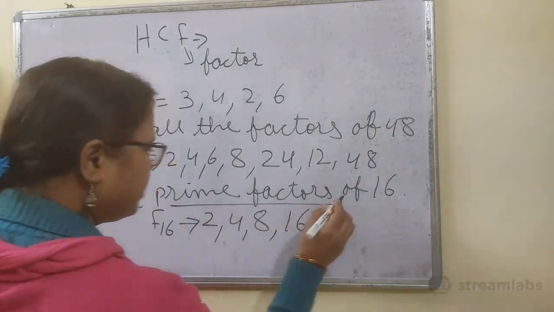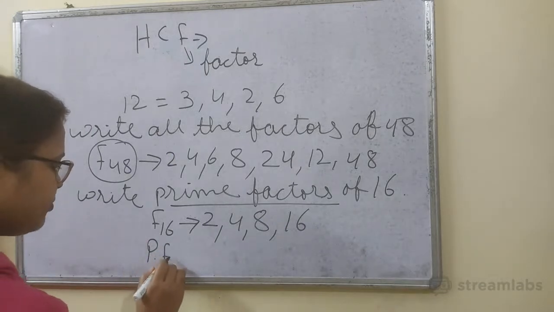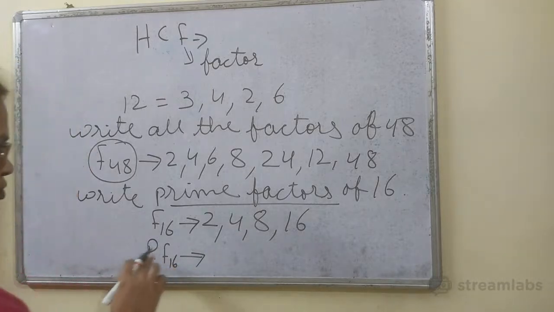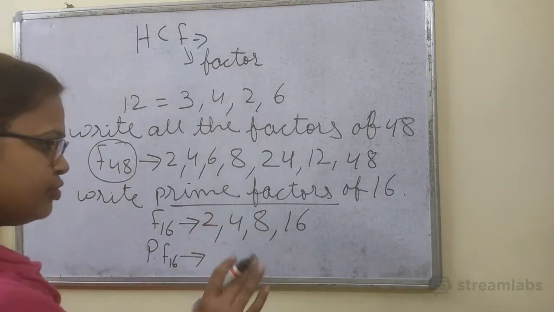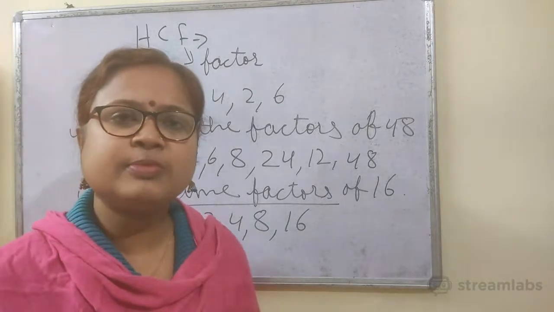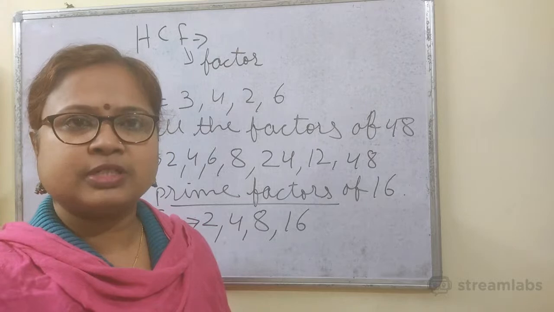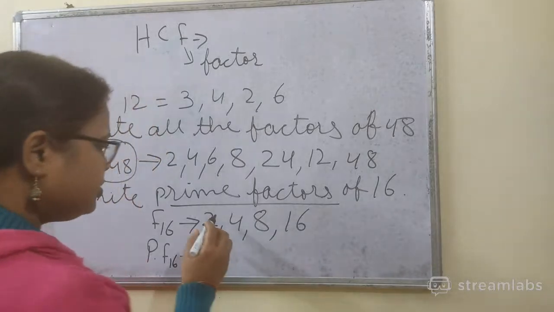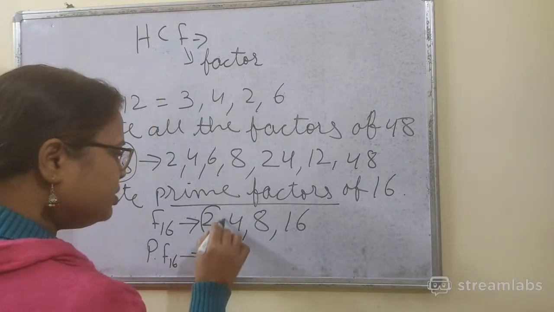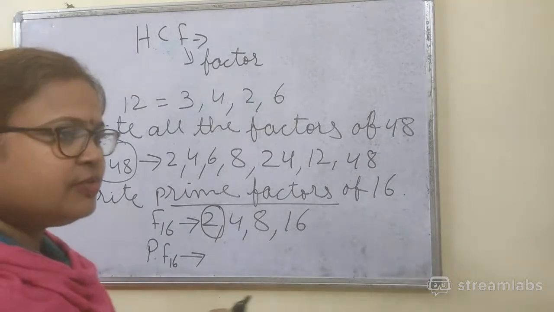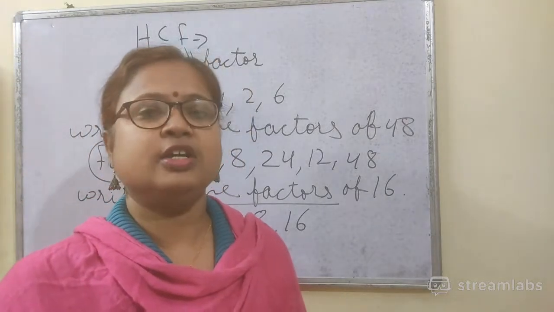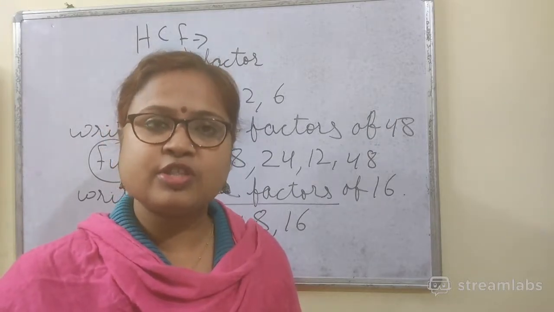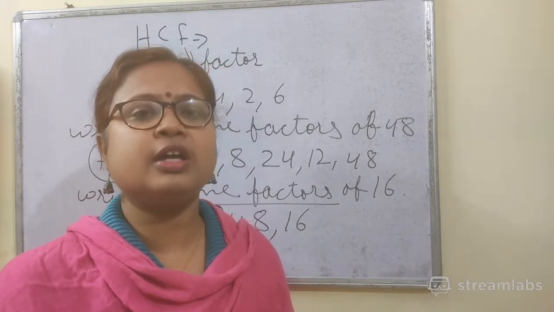Now prime factor. What does prime factor mean? PF. Clear? This is called a prime factor. So prime factor of 16 means we have to write only the prime numbers. And what are prime numbers? 2, 3, they are prime numbers. So here which one is the prime number? 2 is the prime number. The number which is divisible by 1 and itself is called a prime number. Clear? What is a prime number? The number which is divisible by 1 and itself is called a prime number.